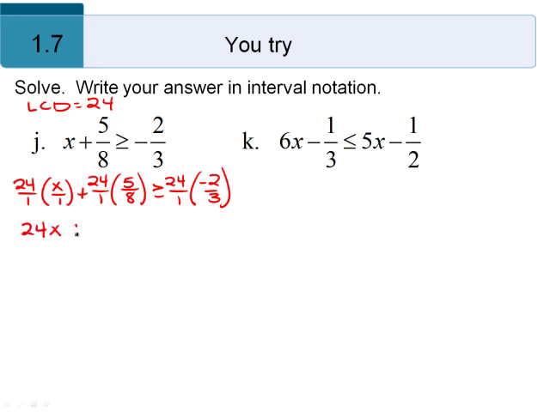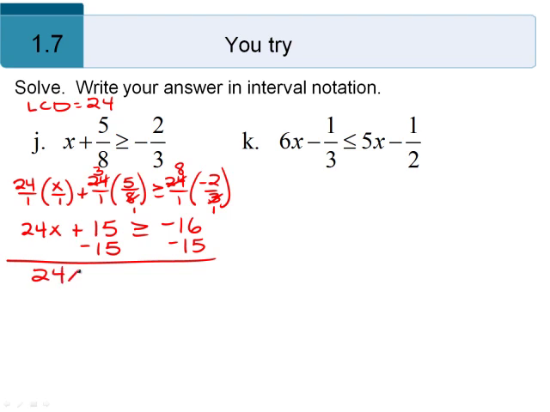24x plus, cancel by 8, we get 1 and 3, so 3 times 5 is 15, is greater than or equal to, cancel the 3, that's going to be 8 times negative 2, which is negative 16. Now, get rid of the 15, so subtract 15, and 24x comes down, is greater than or equal to negative 31. And then divide by 24 on both sides.